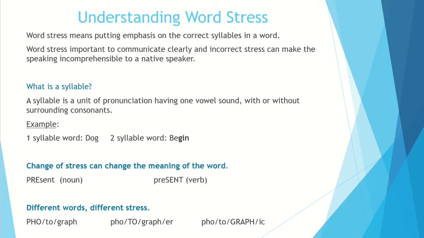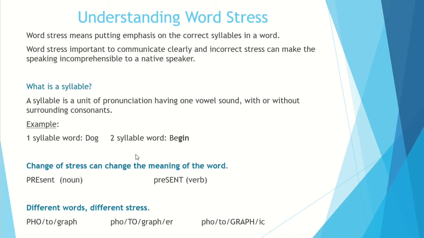In order to understand word stress, we first need to divide a word into syllables. What is a syllable? A syllable is a unit of pronunciation having a vowel sound with or without surrounding consonants. For example, the word dog is a one-syllable word. It has only one vowel sound of aw. Similarly, the word begin is a two-syllable word.